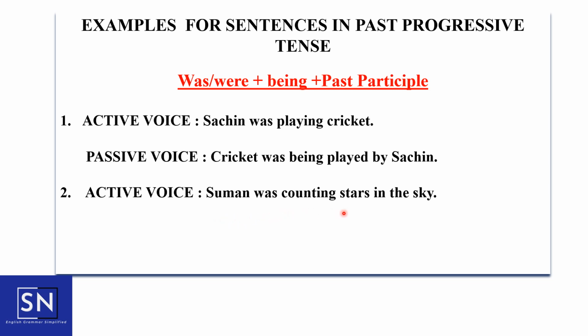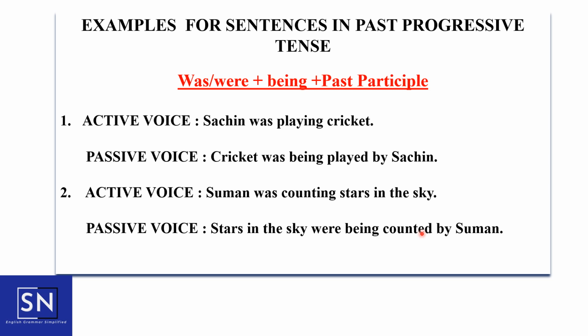Then was counting will change to, because stars is in plural form, you're supposed to use were here. So were being counted. Count's past participle form is counted. Then by Suman. Let's see the answer. Here it is: Stars in the sky were being counted by Suman. Okay, hope you understood. Next one.